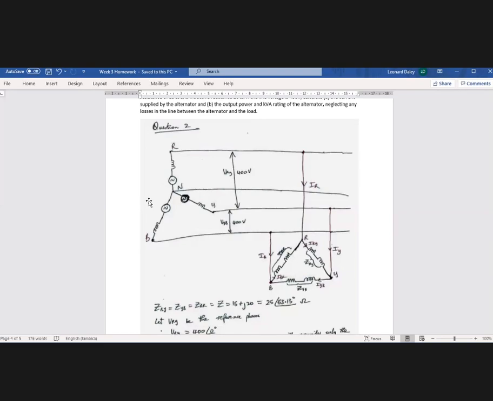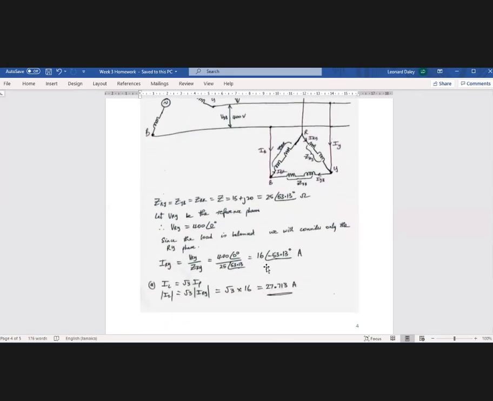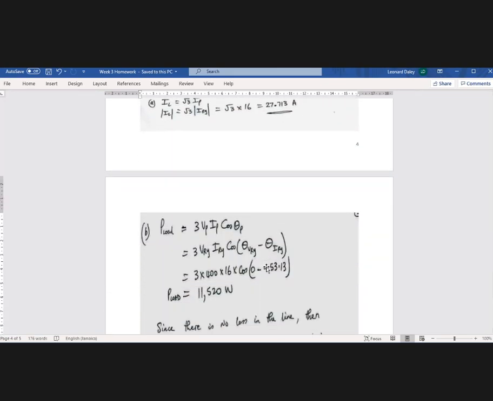Yes, sir. All right. Now, they tell us that you should neglect any losses in the system. So we're going to think of the losses as being 0. Any loss on this line is considered to be 0. So the generator will then supply what the load is demanding. So what we need to do is to find the load demand. How much power is the load demanding?